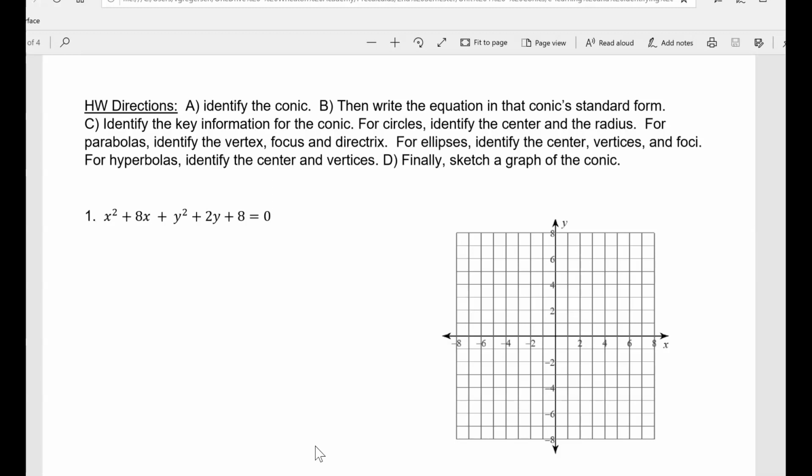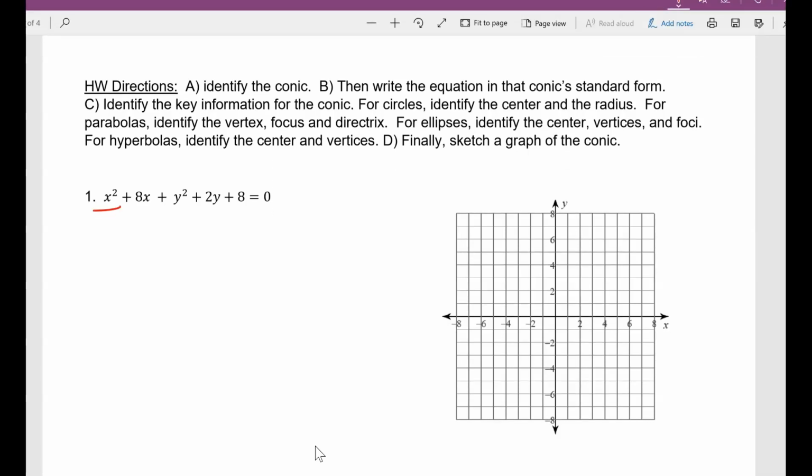First of all, here's the directions. First of all, you have to identify the conic, okay? I want to know if it's a circle, ellipse, parabola, or hyperbola just by looking at it. So let's look here at number 1. Looking at what we just did in our notes, I have an x squared and a y squared. They both have the same coefficient, so I know that this is a circle.